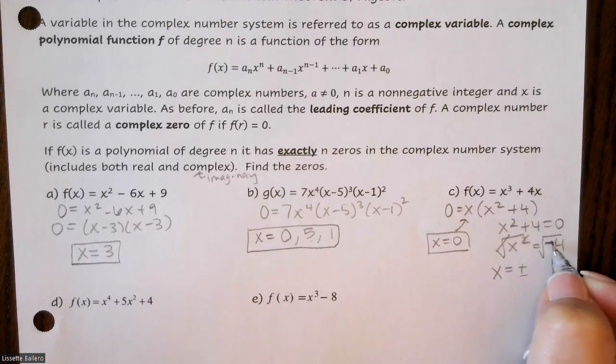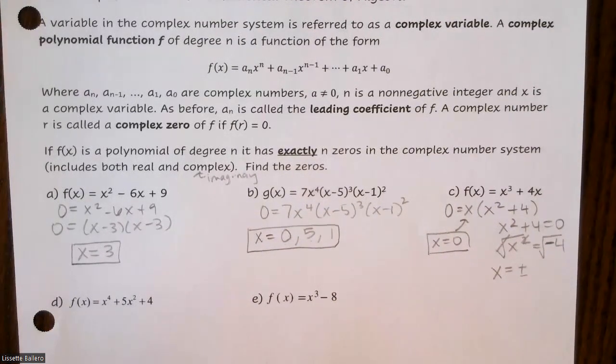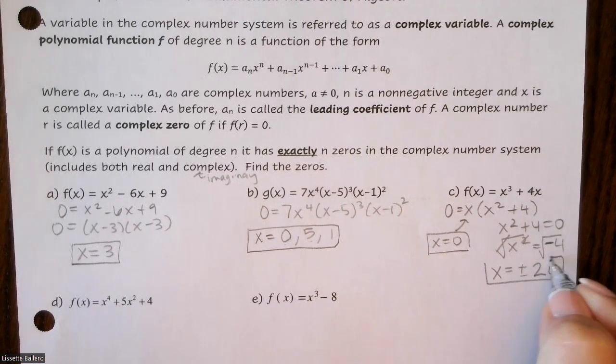And when we have a negative under the square root, we said that's going to give us our i. And so the square root of 4 is 2, and the square root of negative 1 is i, so that would be x equals plus or minus 2i. When we have a complex solution, you've got to have both the negative and the positive. You never just have one of them. So one solution would be positive 2i, the other one would be negative 2i.